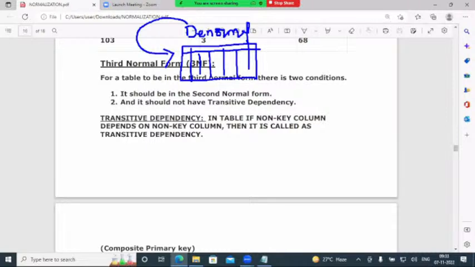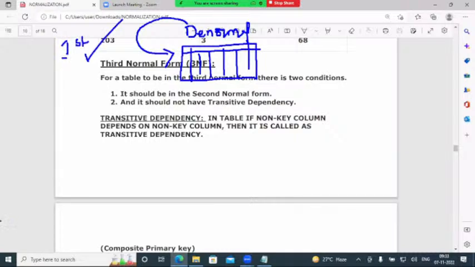So when a denormalized table is given to us by the company, what will the developers, that means your database people, do? First, they will check the first normalization technique, whether it is satisfied or not. Okay, sir, first normalization is successfully satisfied.